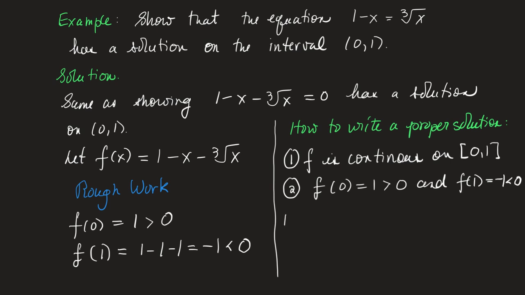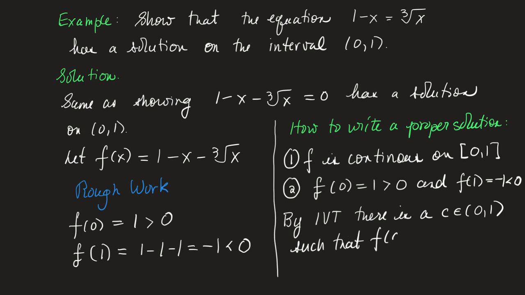Okay, so you can say by the IVT, there is some value c inside the open interval 0, 1, such that f of c equals 0, right? So that tells us that there is some solution to this equation on that interval.